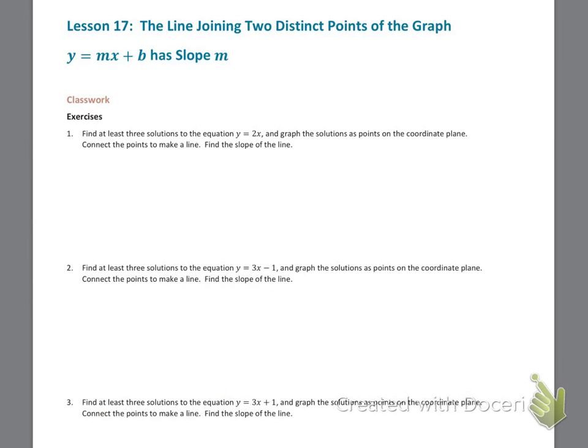To get started, we're going to look at exercises 1 through 3. These you can do independently. You're asked to find 3 solutions, and remember, a solution is an ordered pair that makes the equation true. So you're going to work on y equals 2x, y equals 3x minus 1, and y equals 3x plus 1. So you'll have 3 separate graphs. This time we are going to connect the points to make a line, and you're asked to find the slope of the line in each of those cases.